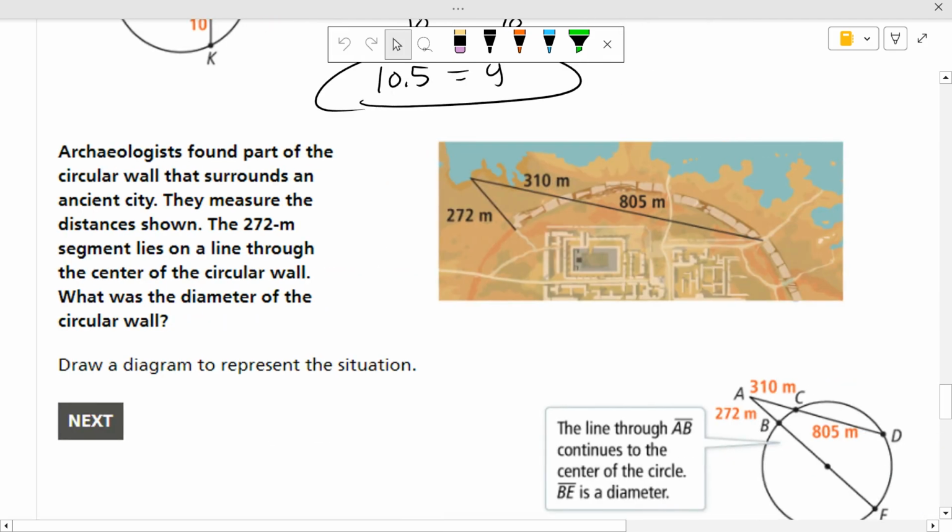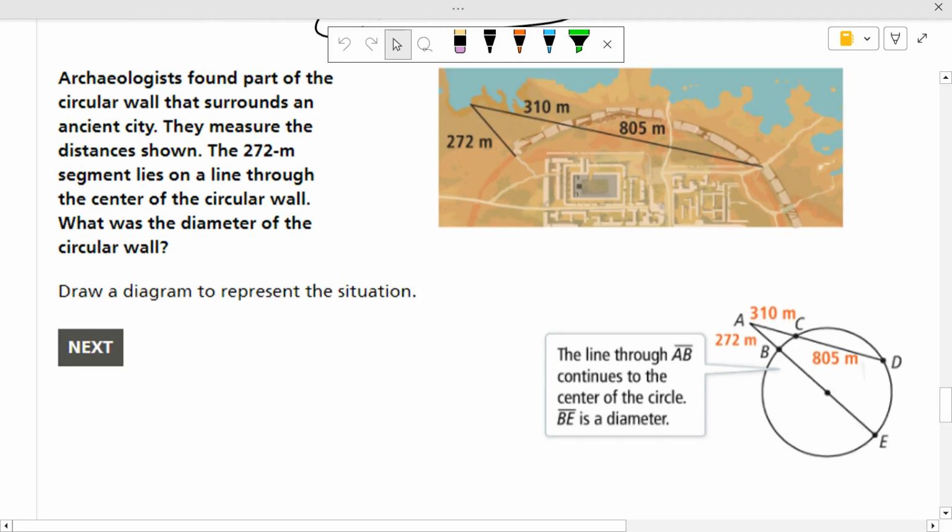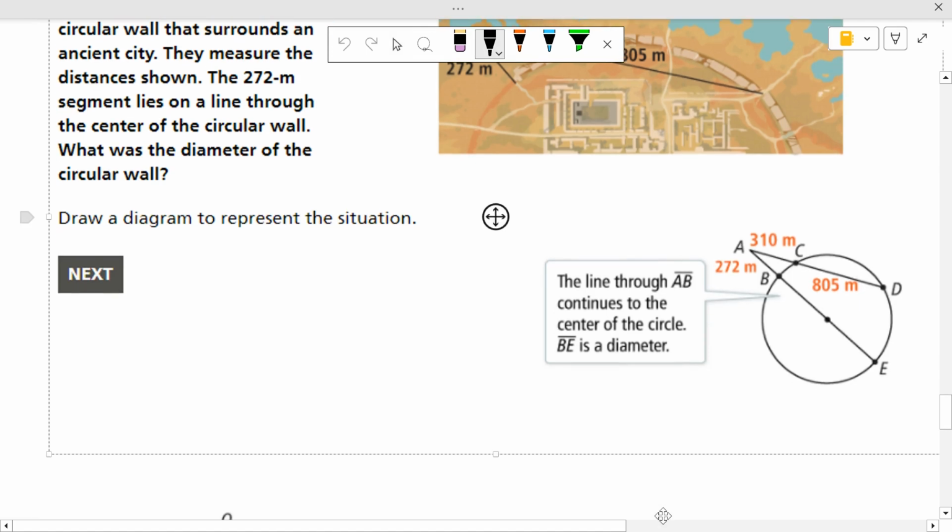Archaeologists found part of the circular wall that surrounds an ancient city. They measured the distances shown. The 272-meter segment lies on a line through the center of the circular wall. What's the diameter of the circular wall? Okay, we want to know what x is right here.